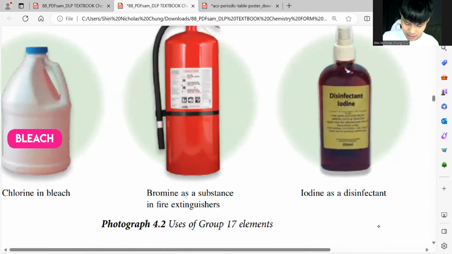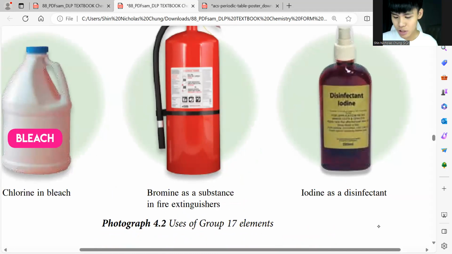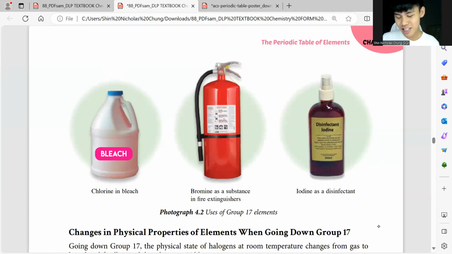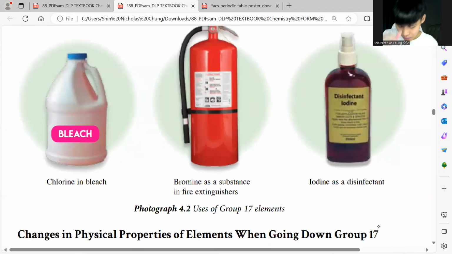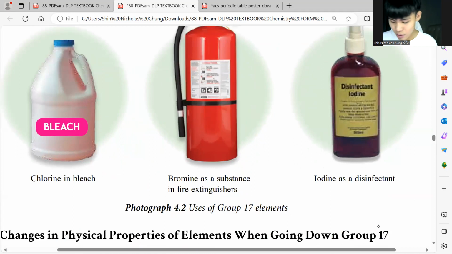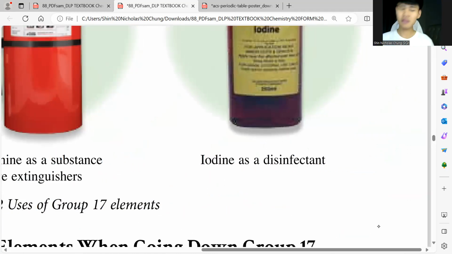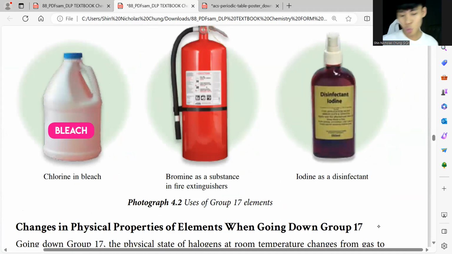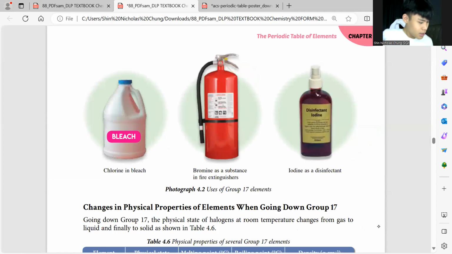Then bromine is used as a substance in fire extinguishers. No, joking only, you don't go and wash your shirt with it. Bleaching agent is to clean things like the toilet. Iodine is a disinfectant. If you are in your school's first aid society, you'll be using disinfectant, right? You see the word iodine there. Iodine is always there for disinfectant because it is there to disinfect, to kill bacteria.